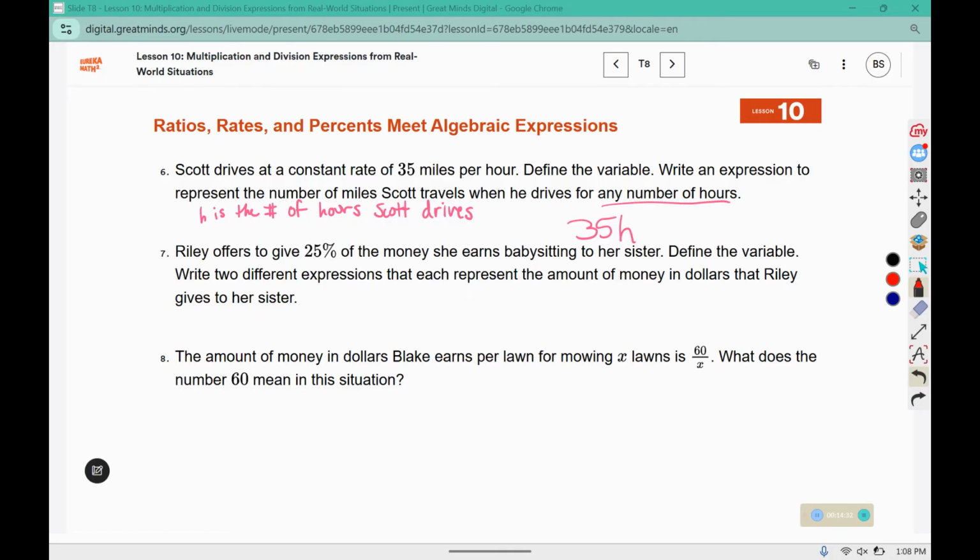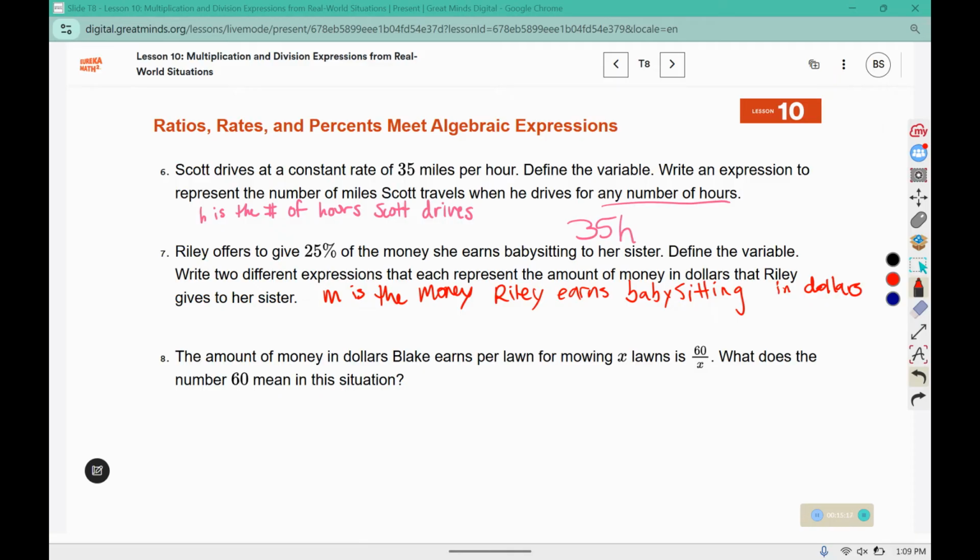Riley offers to give 25% of the money she earns babysitting to her sister. Define the variable. Write 2 different expressions that each represent the amount of money in dollars that Riley gives to her sister. Well, we're going to start with M is the money Riley earns babysitting, and remember we need units, so this is in dollars.